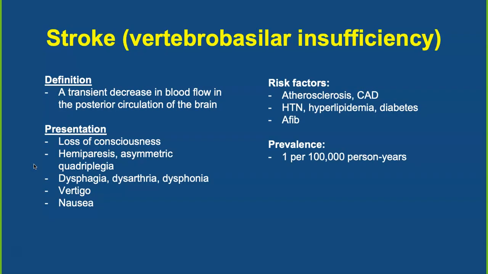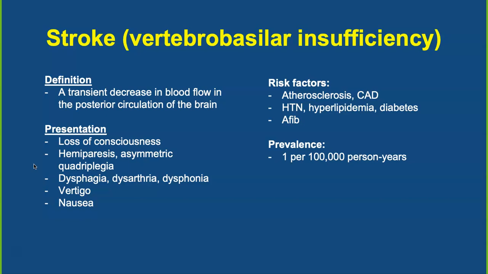First, we'll talk about stroke. There are many different kinds of stroke, but the one that would lead you to lose consciousness would be vertebrobasilar insufficiency. So this is a transient decrease in blood flow, specifically in the posterior circulation of the brain. It would present as loss of consciousness.